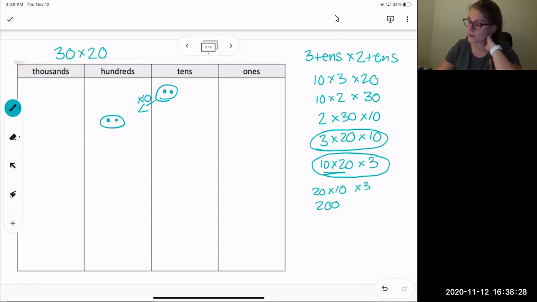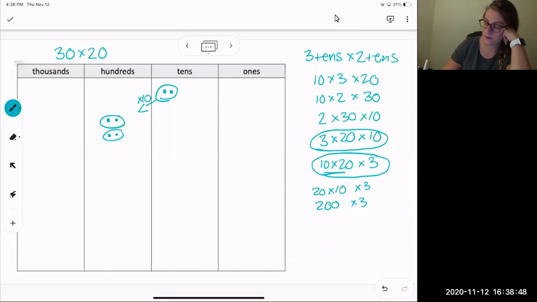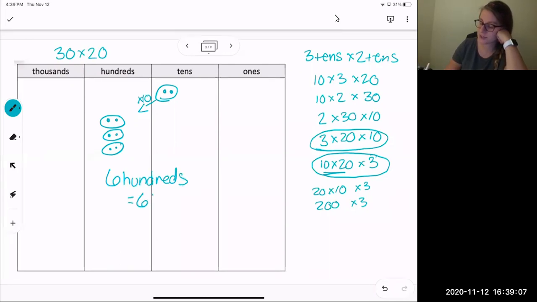We also have to represent this 3 over here. So how are we going to show 200s times 3? We can just triple what's in the hundreds place. So we end up with what answer? We end up with 6 in the hundreds place, so 600s, and we know that 600s is equal to 600.